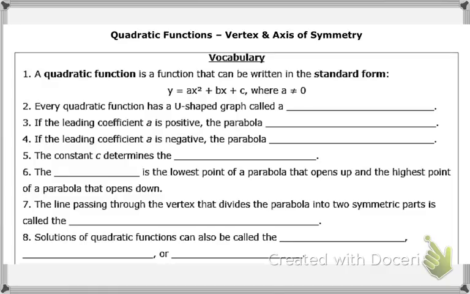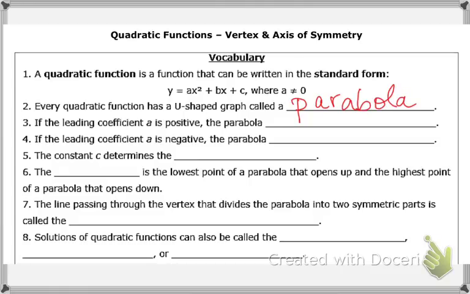As a review from your previous day's work, a quadratic function is a function that can be written in the standard form y equals ax squared plus bx plus c, where a is not equal to 0. Every quadratic function has a U-shaped graph called a parabola.